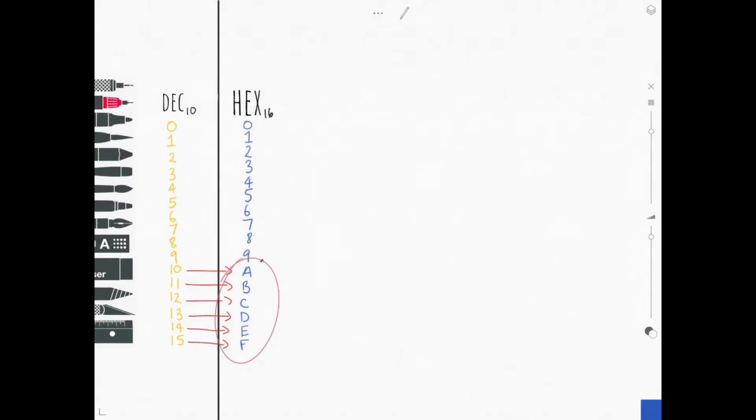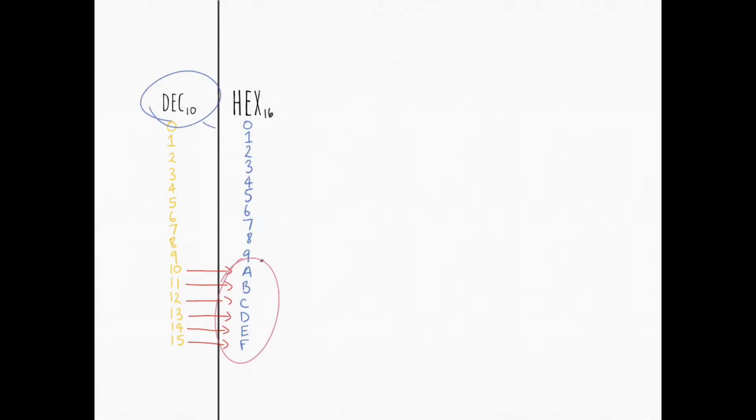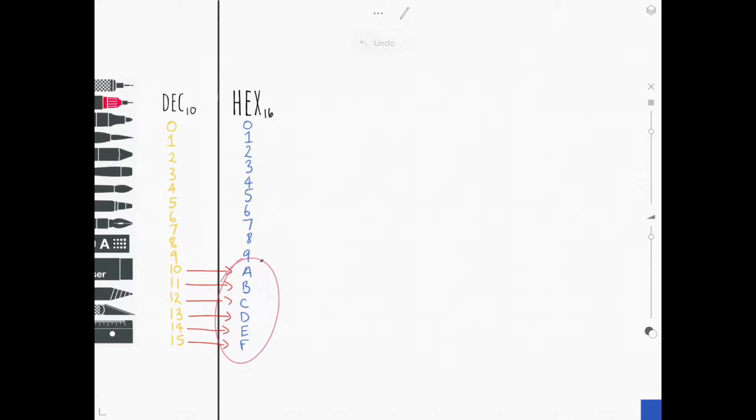Now, before I get on with the conversion itself, I want to quickly go over the similarities and differences between the decimal and the hex system. The decimal system, as we all know, is a base 10 system, and the hex system is actually a base 16 system. The numbers in the decimal system are something we're quite familiar with. It counts 0, 1, 2, 3, 4, 5, 6, 7, 8, 9, 10, on and on. But the hex system is a base 16 system. This is where the difference comes in.